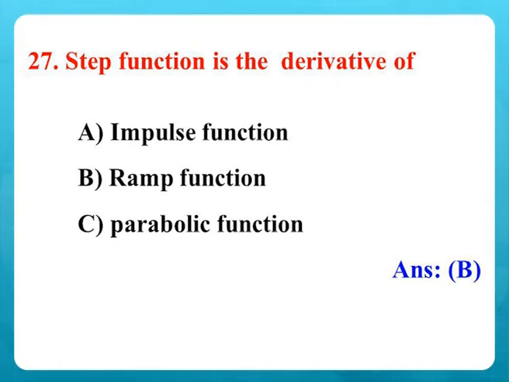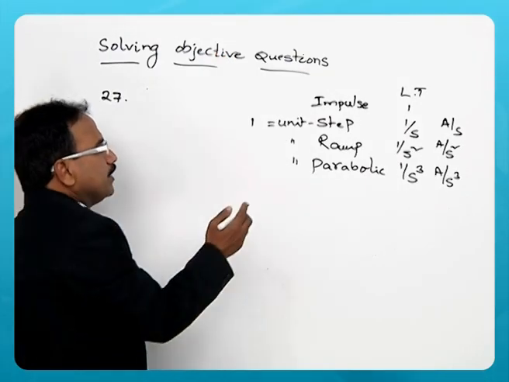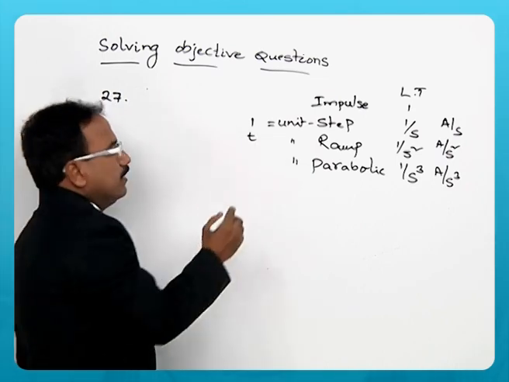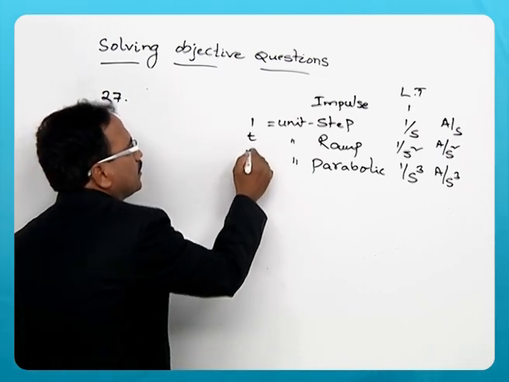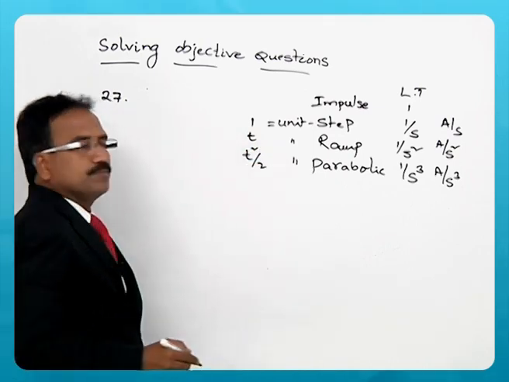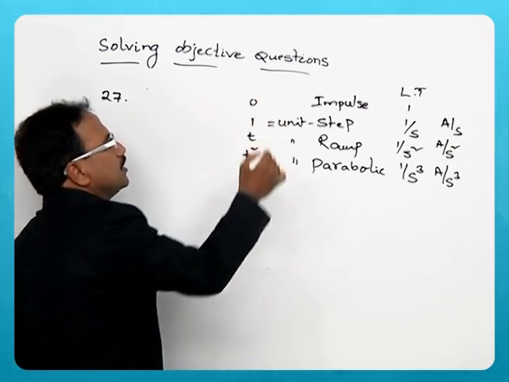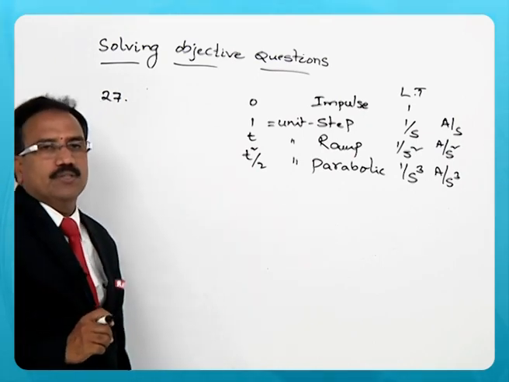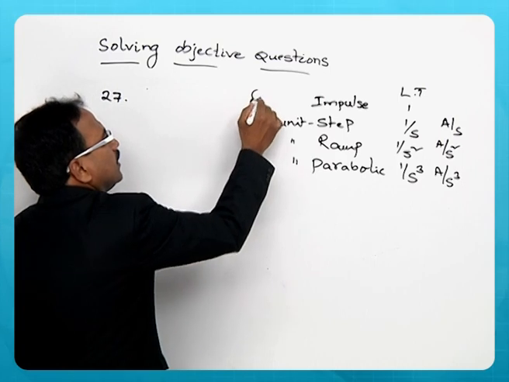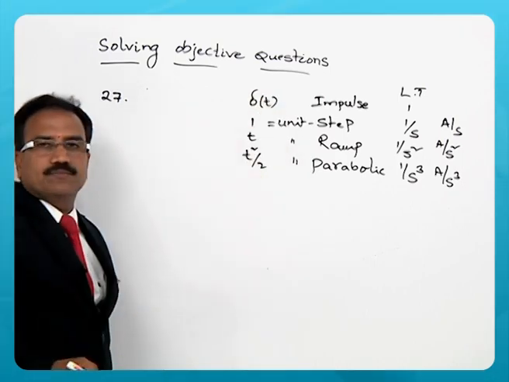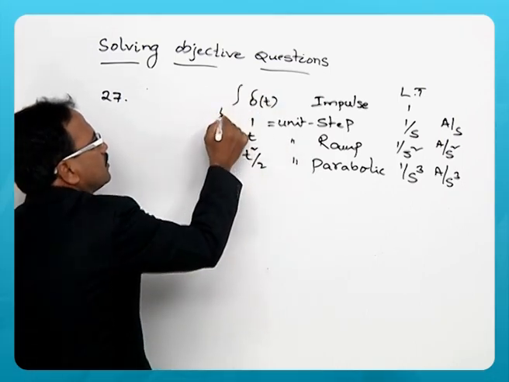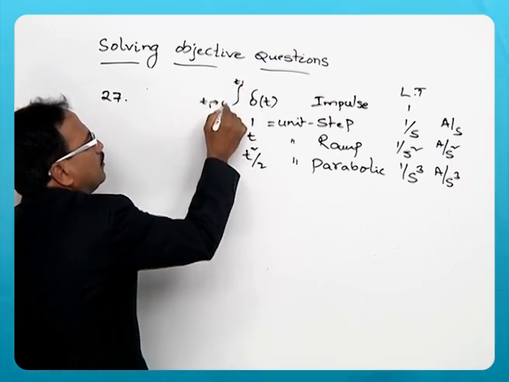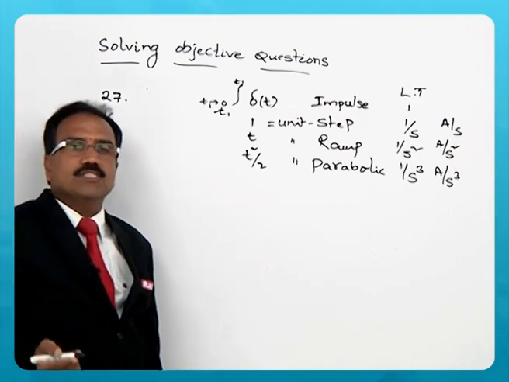again ramp function. So the ramp is represented like t in a time domain, and parabolic is represented by t square by 2, and this will be 0 because impulse function is high magnitude in 0 time. So this is generally represented as a delta of t, and it is from t1 to t1 where t1 is tending to 0. That way impulse is defined.